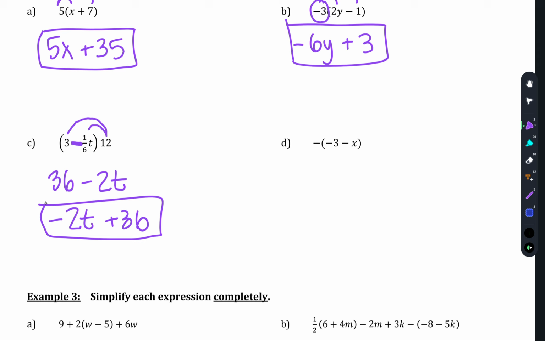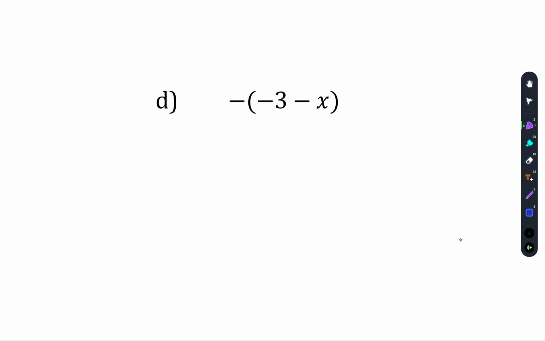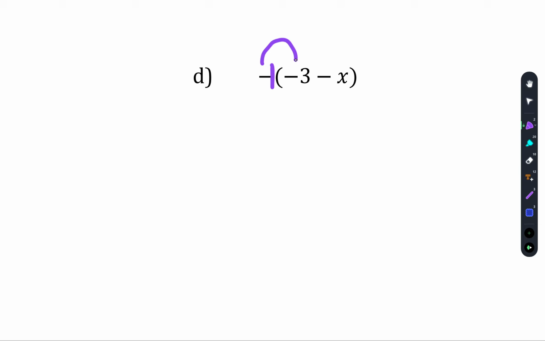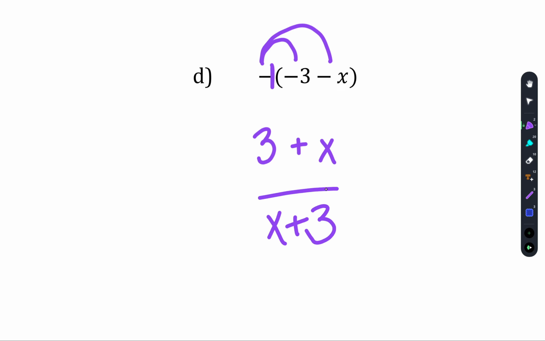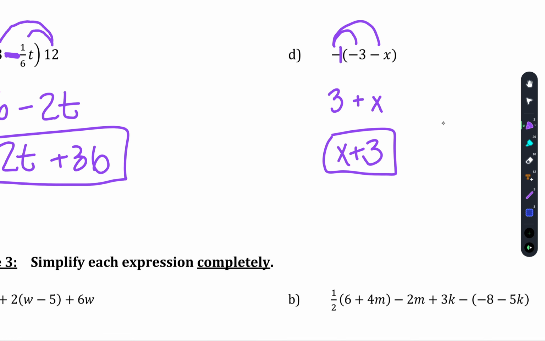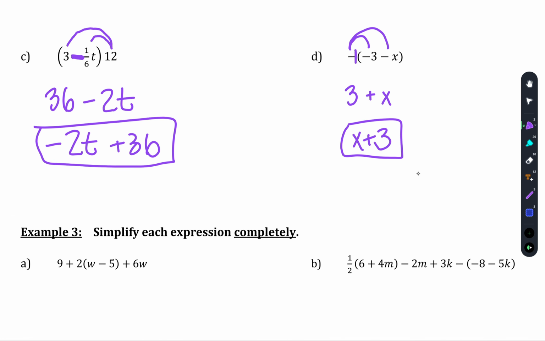Letter D, last one. I got a negative on the outside of my parentheses. What is the actual number that's there? It just says negative with no number. So what is the number? Ashton? Yeah, it's a 1. Remember, if there's no number there, it's an implied 1. So again, I'm going to multiply this -1 to the -x and the -3. 2 negatives make a +3. -1 times -x, positive x. And then we should probably flip-flop this one too, just so it's proper. x plus 3. Any questions there?